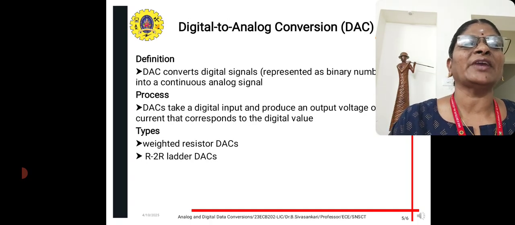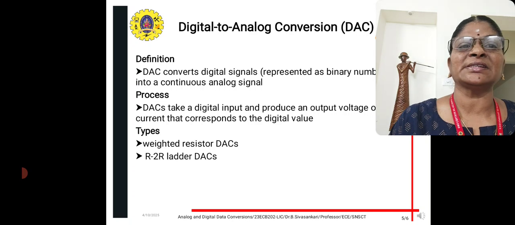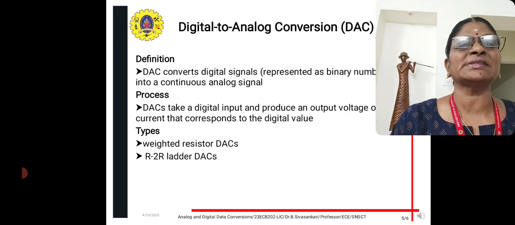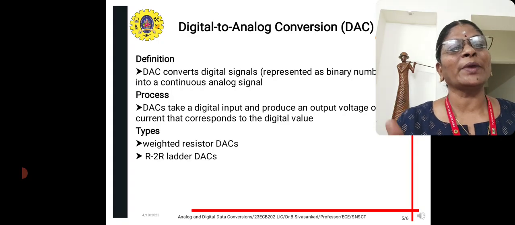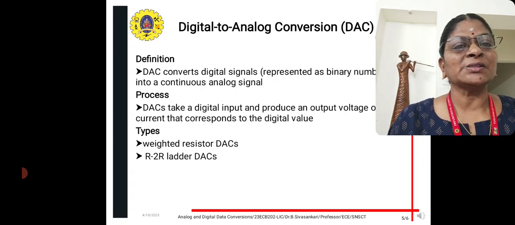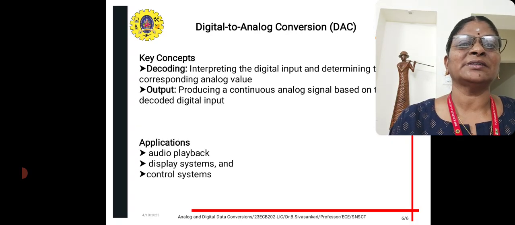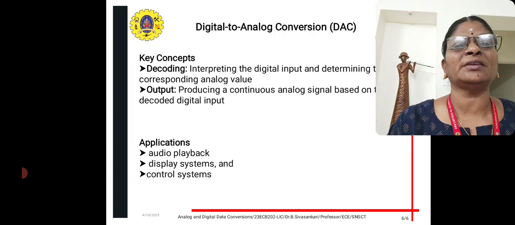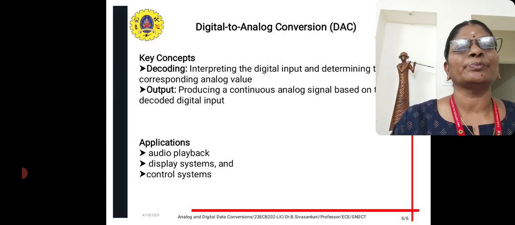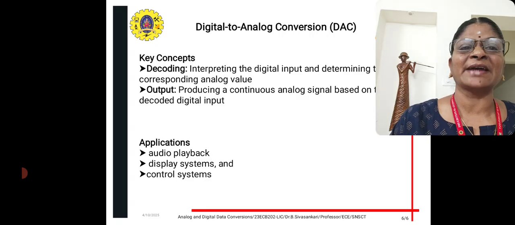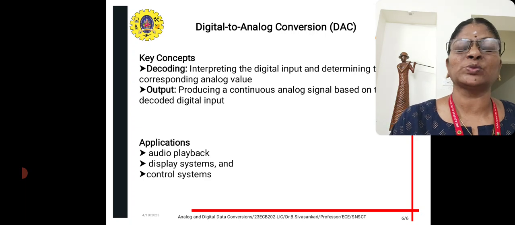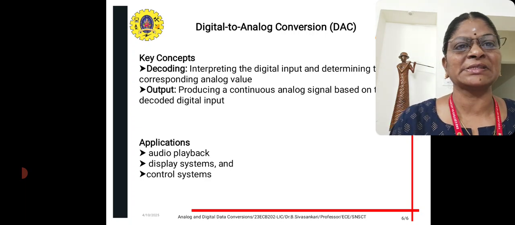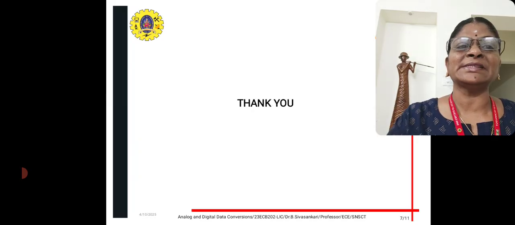The vice versa of ADC is DAC, where it converts digital signals into a continuous analog signal. The process is that it takes a digital input and produces an output voltage or current that corresponds to the digital value. Here there are only two types: one is weighted resistor DACs and another is R-2R ladder DACs. The key concepts are decoding and output. The applications of DAC are audio playback, display systems and control systems. We have many, vast applications, but only a few are represented here. So this is all about our ADC and DAC.